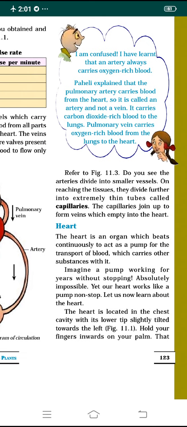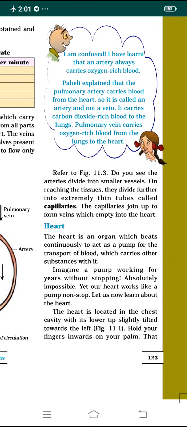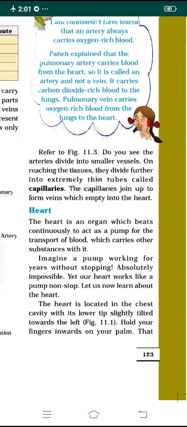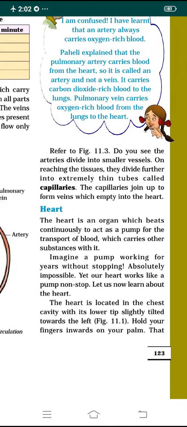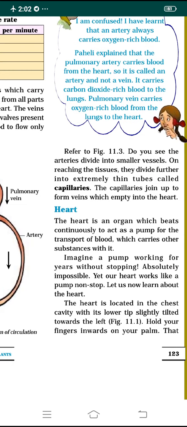Now let's know what the heart is and what its mechanism is. The heart is an organ which beats continuously to act as a pump for the transport of blood, which carries other substances with it. It beats continuously from our birth till our death. It is just acting like a pump for the transportation of the blood, carrying other substances with it.